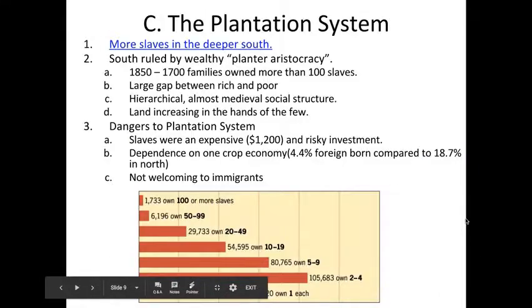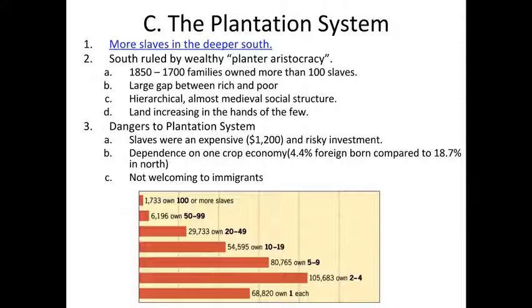So you can see on the chart at the bottom that there were only 1,700 families that owned 100 or more slaves. A majority of people had only one each, or actually two to four. So about 105,683 owned two to four slaves. So the majority of the population had between one and four slaves.